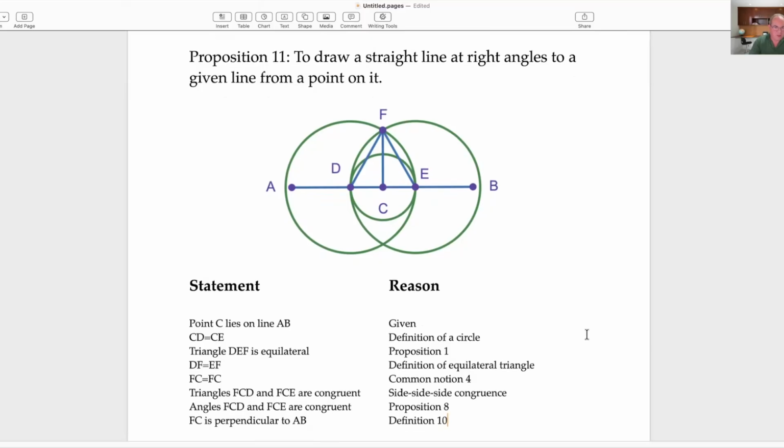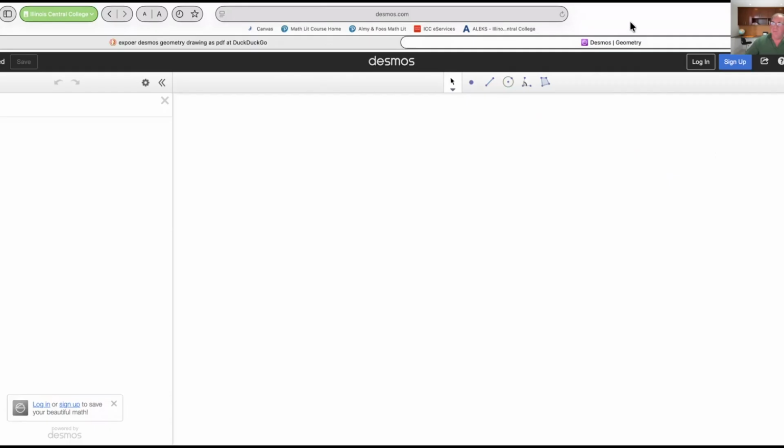So that's a straight line at right angles, which is to say a perpendicular from a point on the original line. But what if point C wasn't on the original line? That's proposition 12. Proposition 12. To draw a straight line perpendicular to a given line from a given point not on it. So let's start with a straight line. Let's make that line AB.